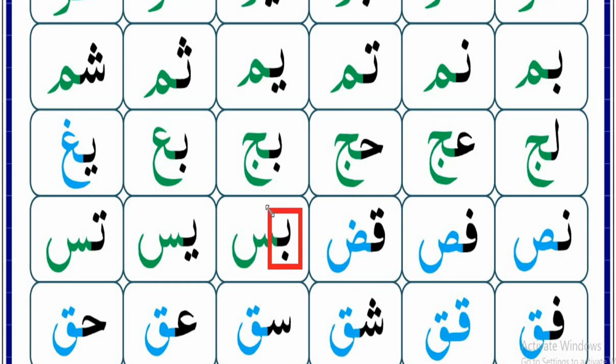And one more time the same letter, it is Ba, and the other is the full shape of Seen. So it is Ba, Seen. And here it is Ya, Seen. The same shape here, two dots on top, Ta, Seen.